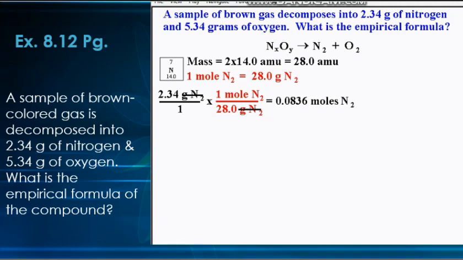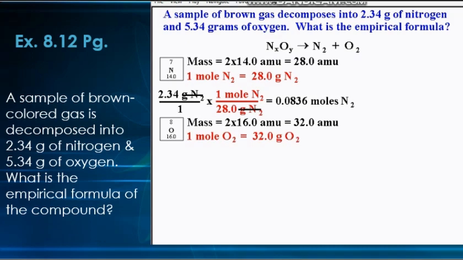Now we do the same thing with O2. The entry for O on the periodic chart says that O atoms have a mass of 16.0. We're not dealing with oxygen atoms, however. We're dealing with oxygen molecules, O2, so we have to multiply that number by 2. So the mass of oxygen molecules is 32.0 atomic mass units. That means 1 mole of O2 has a mass of 32.0 grams. So that's our conversion relationship.